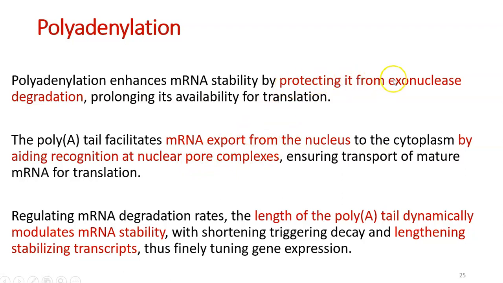Then it will be protecting the mRNA from exonuclease degradation. Exonucleases are enzymes which degrade nucleic acid. So that will be protected by this tail. Then if the tail length is more, that lengthening stabilizes the mRNA transcript. So that will be stabilizing the mRNA and preventing it from getting degraded.